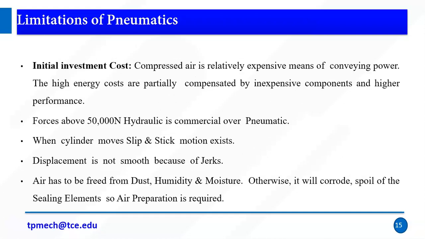And initial investment cost. As I said earlier, the initial investment cost is high, but maintenance cost is low. So one of the limitations is initial investment cost. Compressed air is a relatively expensive means of conveying power. The high energy cost is partially compensated by inexpensive components and higher performance. So we can compensate with inexpensive components.